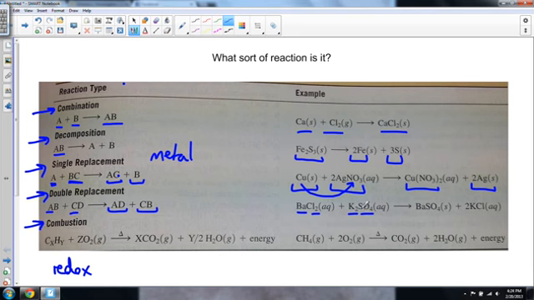Potassium arrives with sulfate, he ditches her and leaves with chlorine. And there you go. And the last type is actually very specific. Combustion reactions, to do with organic compounds, compounds containing carbon and hydrogen that burn in oxygen.